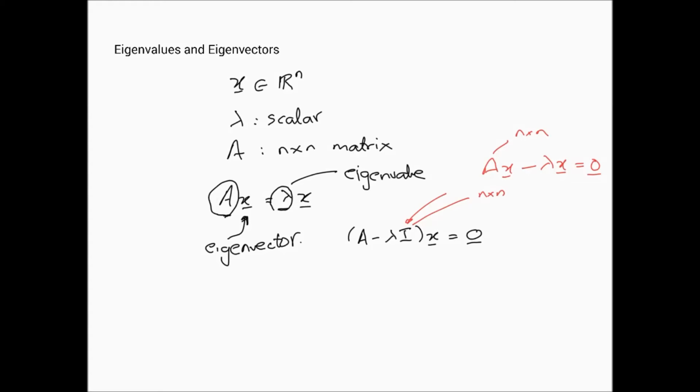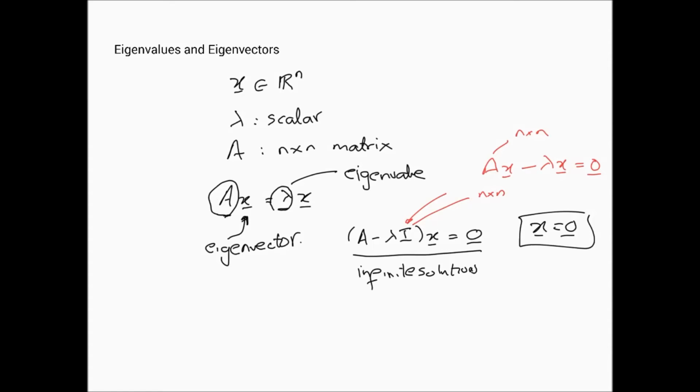Once we've got this, let's look at this system of equations. This is a homogeneous system of equations. Keep in mind that x equals the zero vector is the uninteresting trivial solution. So what we want to do is look at those x's and lambdas that give us solutions that are non-zero. That would happen when this system has an infinity of solutions.